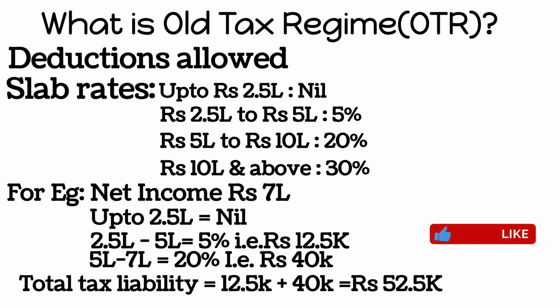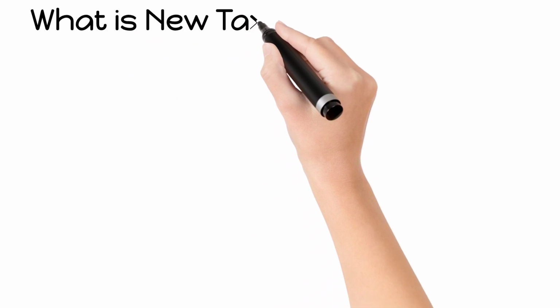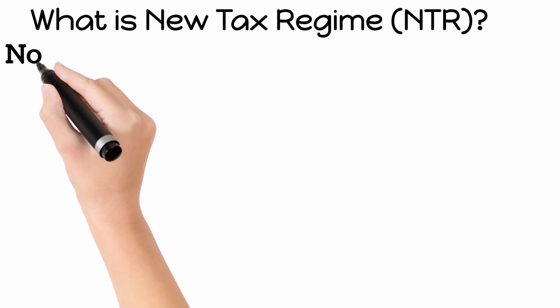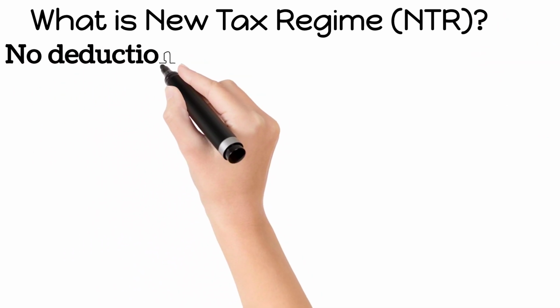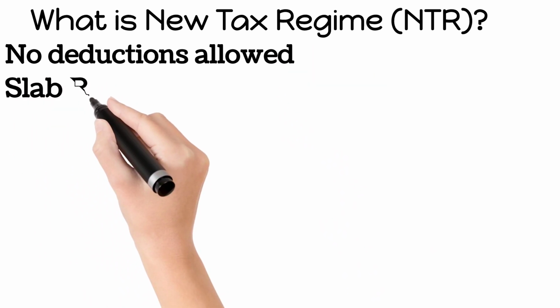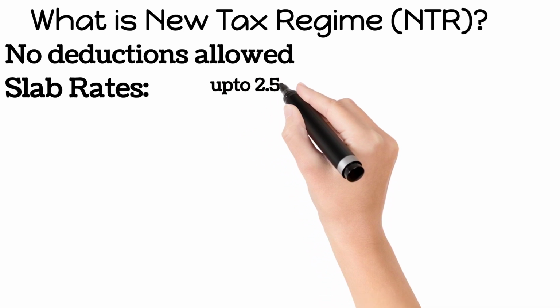This net income is arrived at after all the deductions available to that person. Now let's see what the new tax regime is. The main attractive feature of the old tax regime has been taken off under this regime, which is the deductions on investments under Section 80C, 80D, Chapter 6A, and so on. So all the income earned will be subject to the tax slabs, which are also revised under this regime.